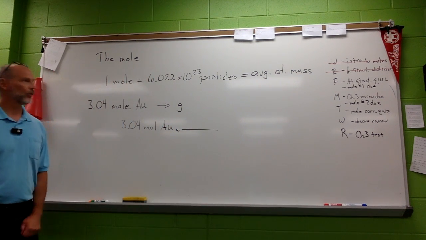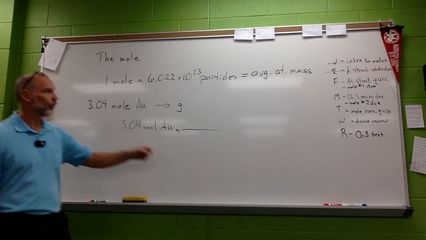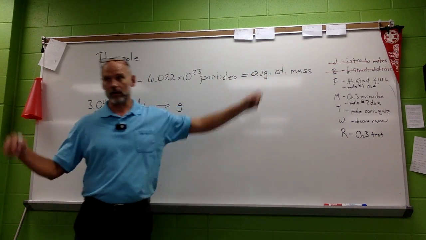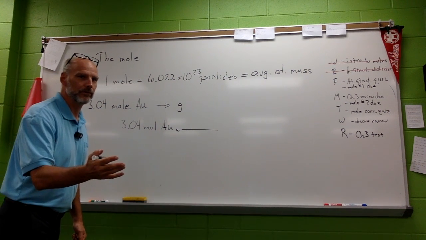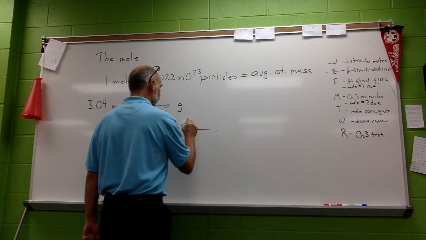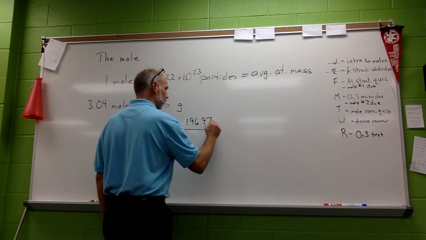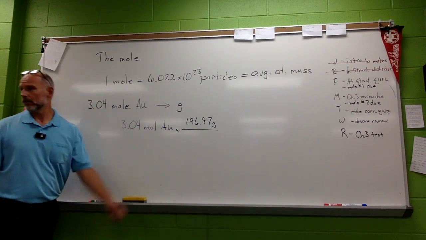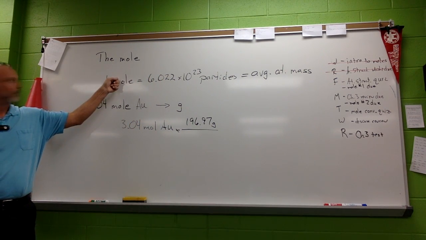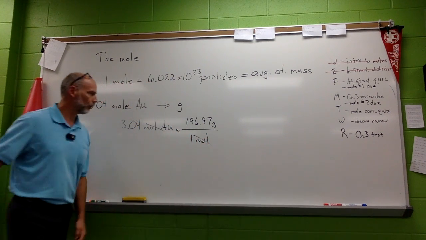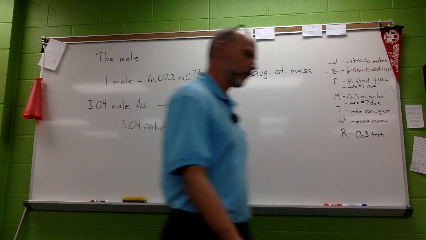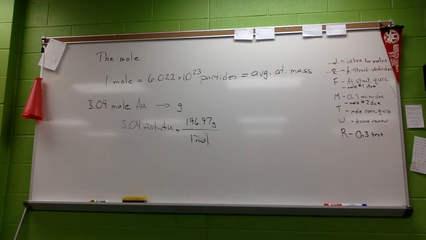You're going to make a conversion factor. What's the relationship between moles? What is the average atomic mass of gold? It's right there in your handy-dandy periodic tables. 196.97. So we're going to put that in the numerator. What's going to go in the denominator? 1 mole. Clearly, my moles cancel. You do a little multiplication. 3 times 200 is a little under 600. It's going to actually be right at about 600. Would you guys agree? Sure.